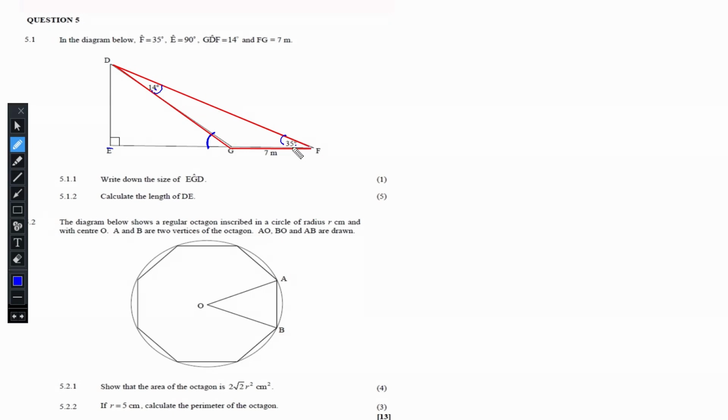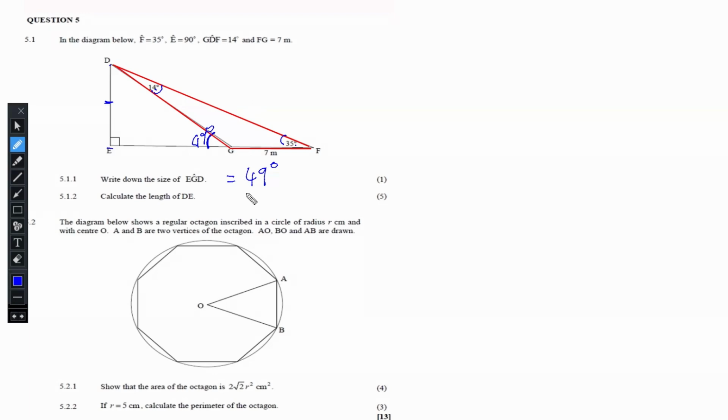So if you say 14 plus 35 degrees, then you are supposed to get what? 49 degrees. So hence they say write down. So you are supposed to just know it from a theorem. Then now let's indicate we now have 49 degrees here. Now they say calculate the length of DE. DE is this one here. So we can see that we have a right angle triangle EDF, but also another right angle triangle is DEG, right? So at this point, what can we do?